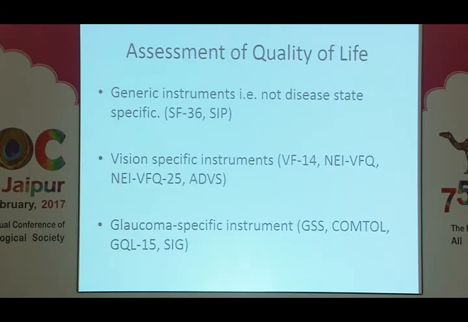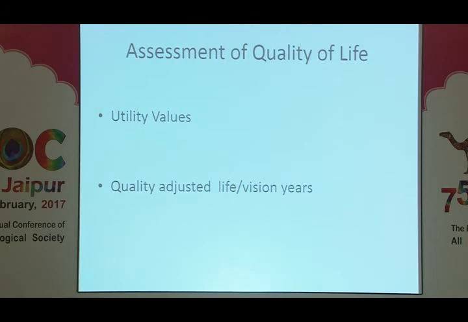But how we can measure that quality of life is very different. There are a lot of questionnaires which are very complicated. They have 20, 30, 60 questions which are vision specific, glaucoma specific. But what is most interesting is you need to know in totality how a disease like glaucoma is affecting the quality of life. So there is one particular value, the utility value, that is commonly used, and we use that in asking the patients how they were feeling, and then you can actually objectivize it.